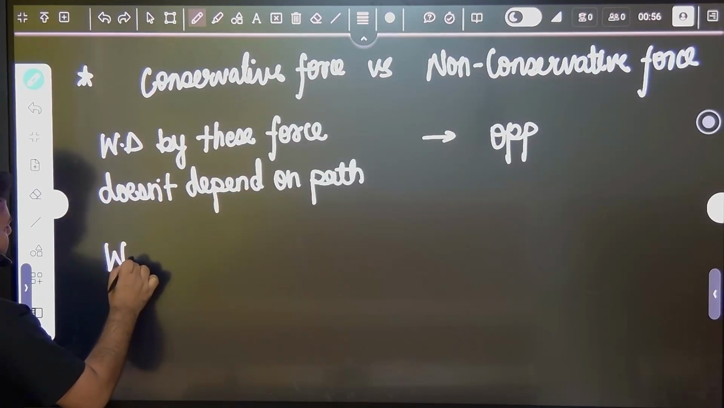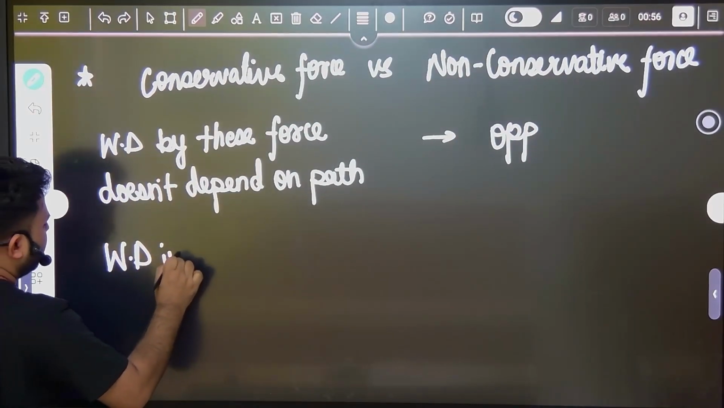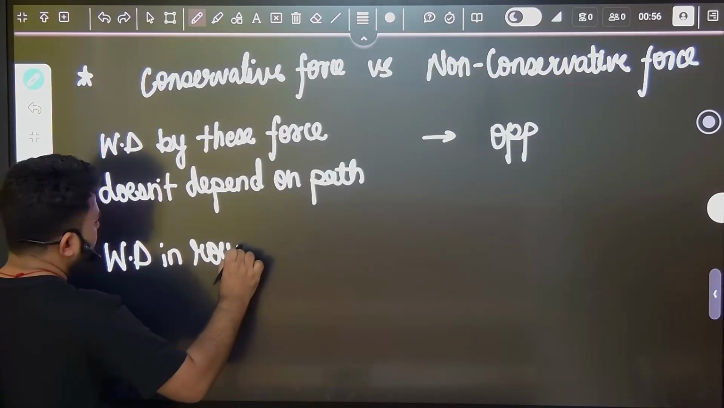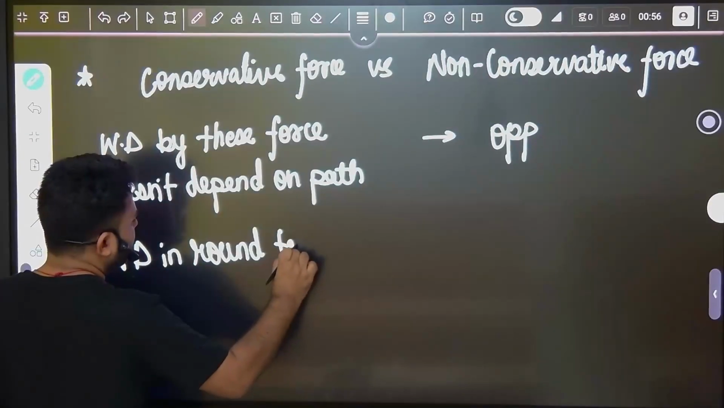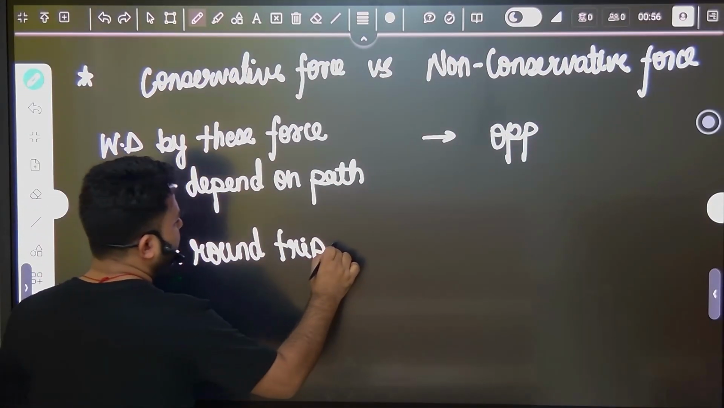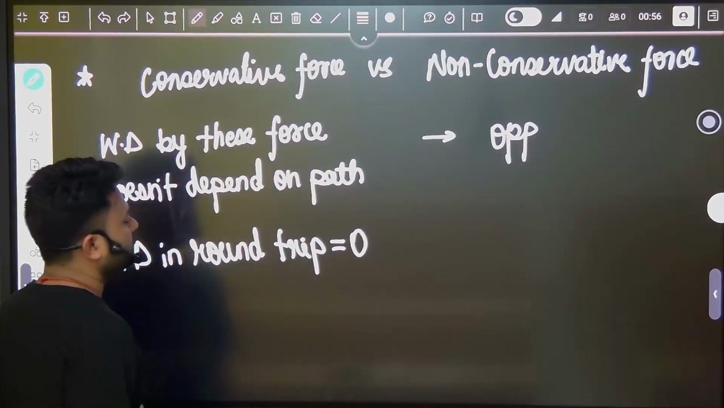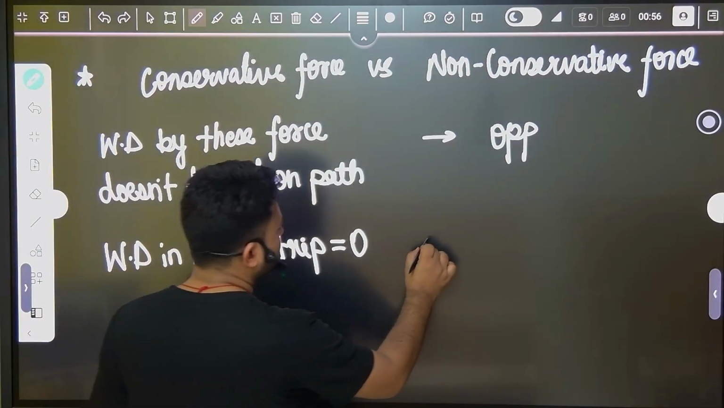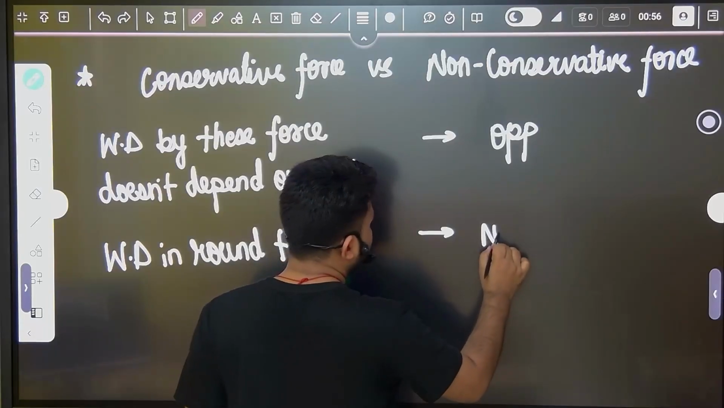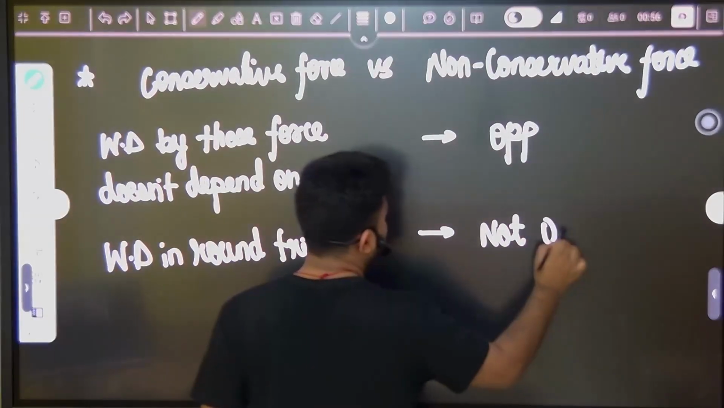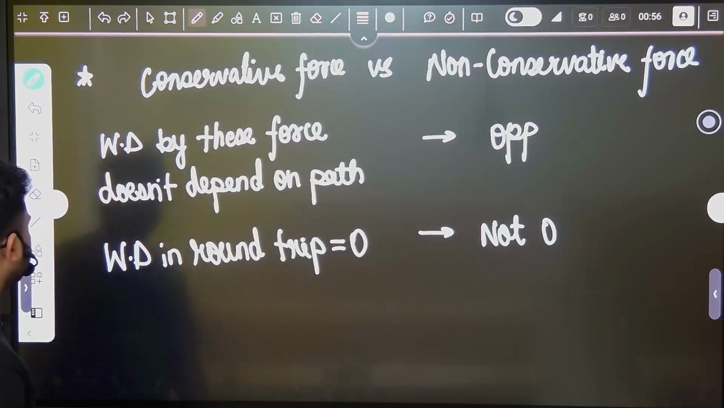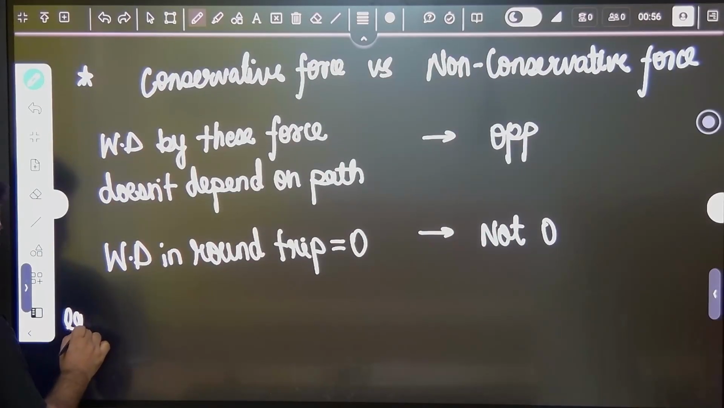Work done in round trip. Work done in round trip in case of conservative force is 0. Here it is not 0. Here it is not 0. I will explain these 2 points. Some examples you write down.